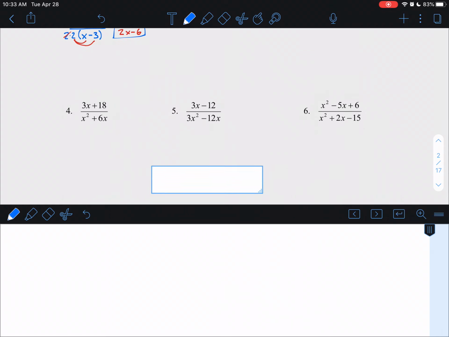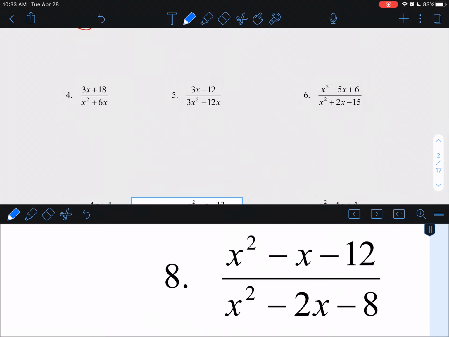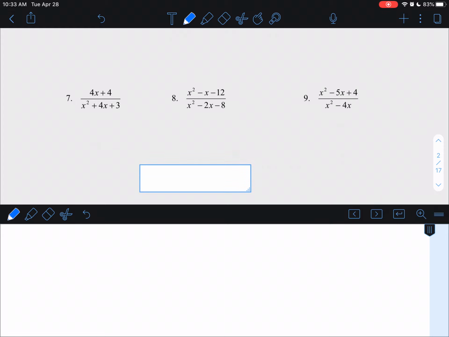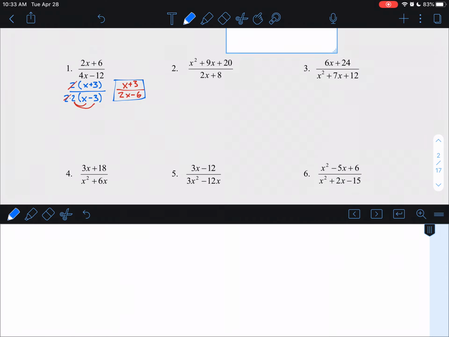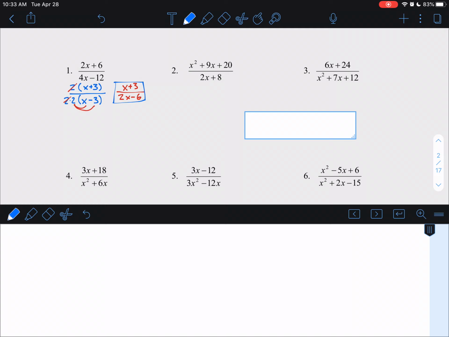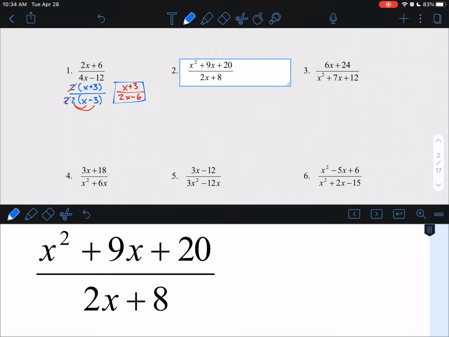And then I want to look at, what's another good one? These all look good. Okay. So we will go with number 2.